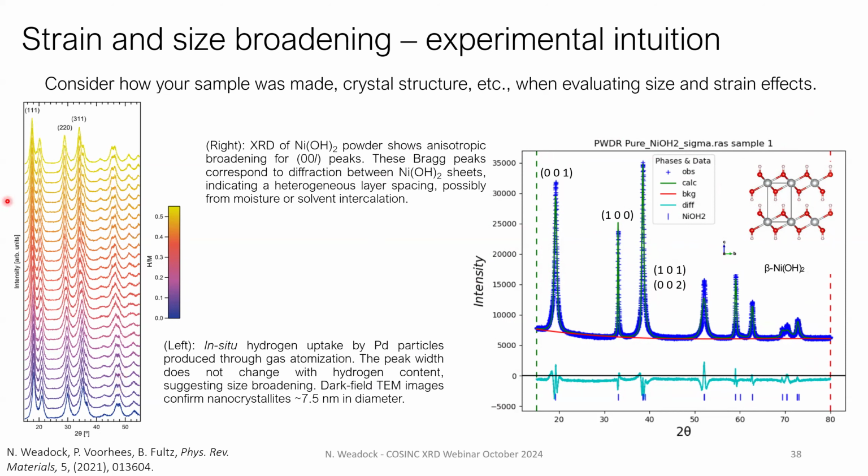On the left, I'm showing an in situ measurement of hydrogen uptake by palladium particles that were produced through gas atomization. You might expect that pulling in hydrogen will give you some strain effects, but the peak breadth doesn't really change very much through the experiment. It's always kind of broad. So that's telling me that the predominant contribution here is actually a size effect. They must be very small particles, and indeed, some TEM measurements confirmed that they were 7.5 nanometer crystallites.